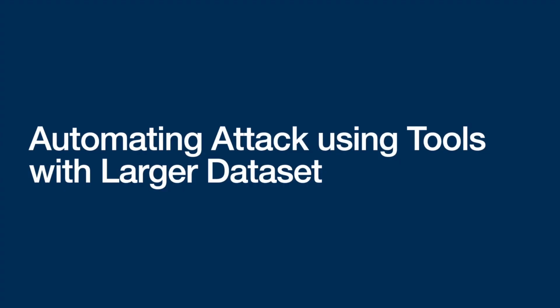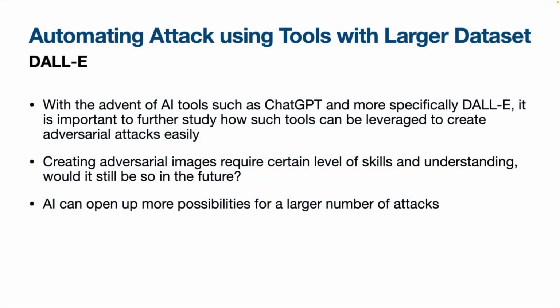Now, we will look at the possibility of automating attacks using tools with larger datasets. With the advent of AI tools such as ChatGPT, and more specifically DALL-E in the case of our research, it is important that we further study how such tools can be leveraged to create adversarial attacks easily. At this point in time, creating adversarial images requires a certain level of skills and understanding, but such technologies enable even a common man to launch an adversarial attack without much technical skills. This is an important area to look into, as this would open up more possibilities for a larger number of attacks.